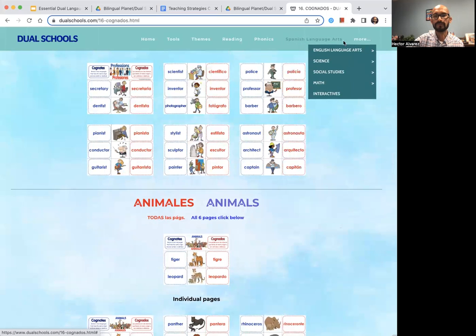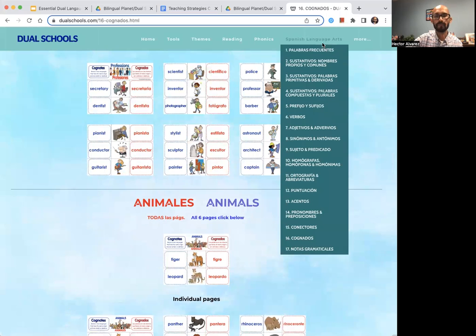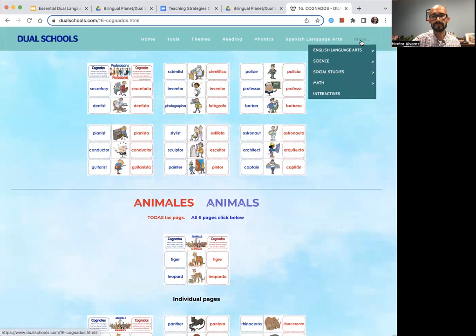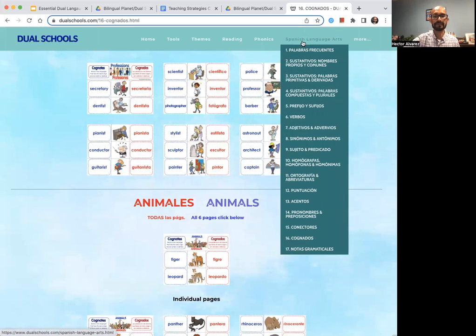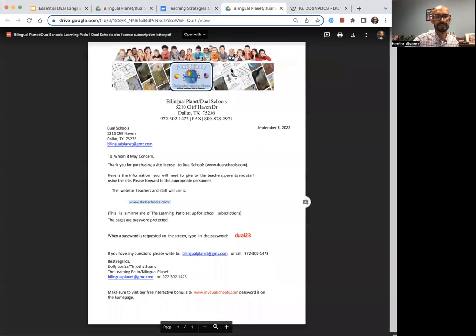If you go where it says Spanish language arts, this can be found where it says cognates. Once again, if this system asks you to enter a password, the password that you will need to enter is dual23.